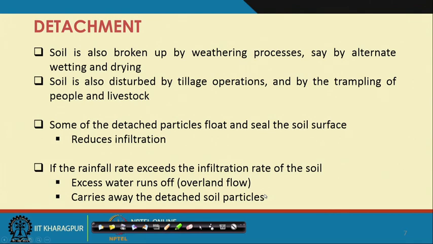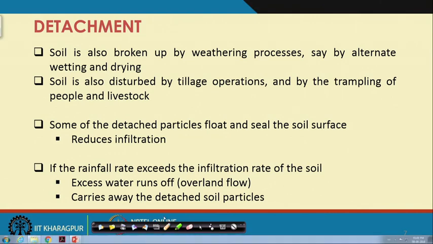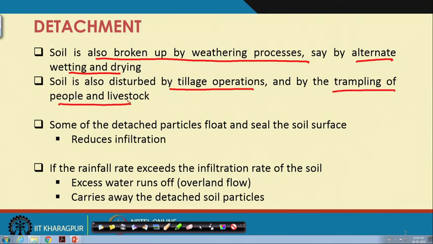And this detachment not only happens because of the raindrop impact, but also the soils could be broken by weathering processes, by alternate wetting and drying. So, if there is rainfall and alternate wetting and drying, then natural weathering phenomena will take place and soil particles get broken. And of course, if we carry out tillage operations, or there is trampling by people and livestock, then also soil gets disturbed.